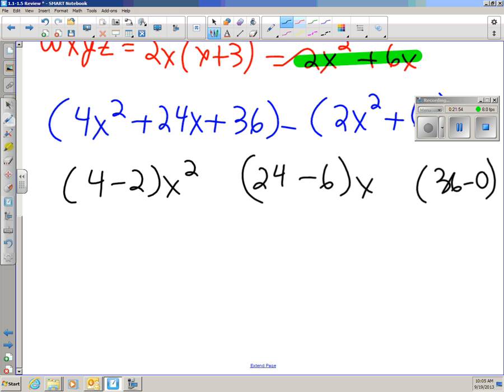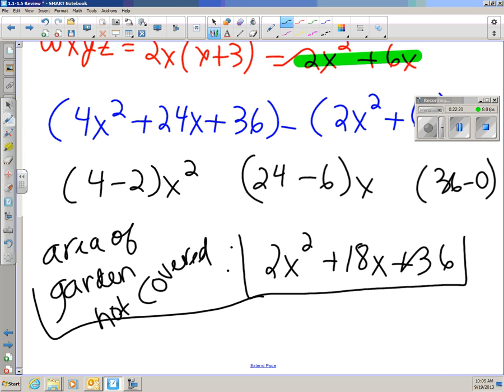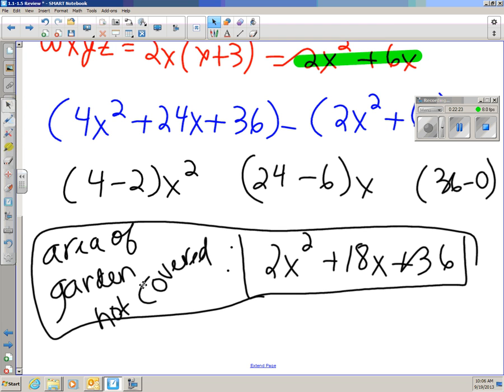So what we end up with for the area of the garden not covered by walkway, area of garden not covered, final answer is 2x squared plus 18x plus 36. I guess I can go all the way out there. Okay, so once again, the area of the garden that's not covered by the walkway, 2x squared plus 18x plus 36.